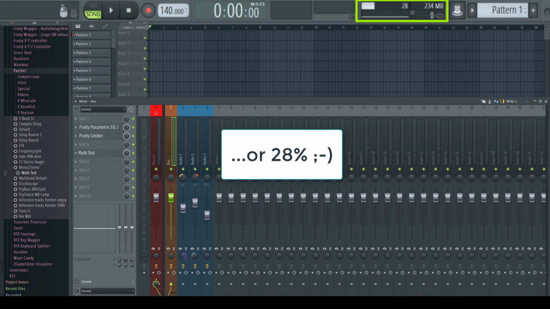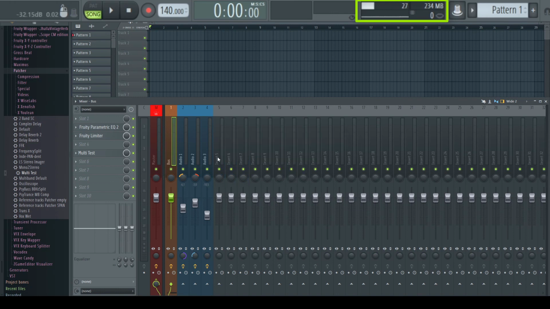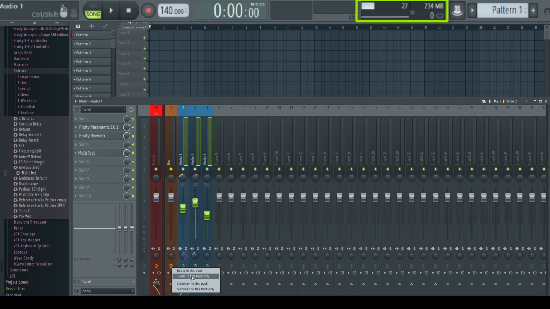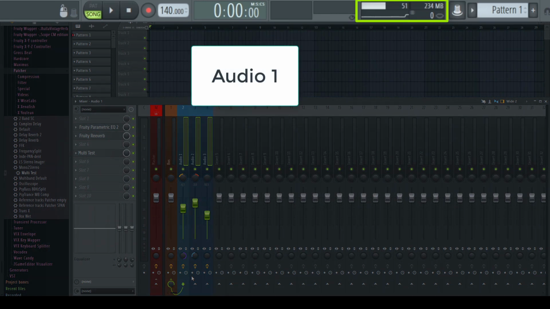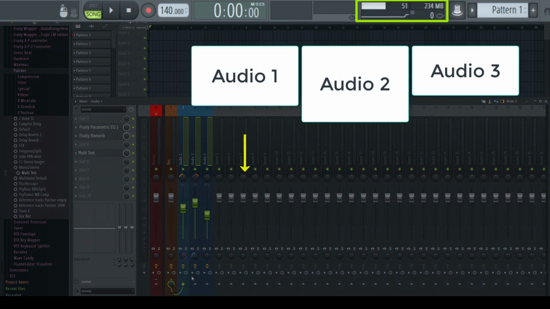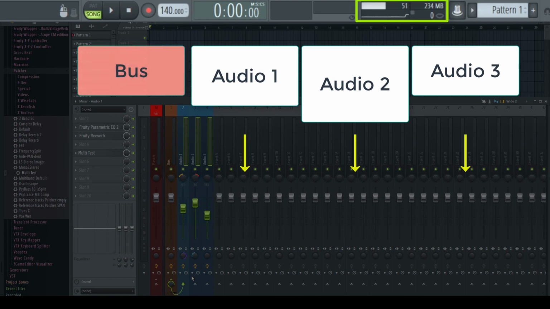26-27% CPU. Now we sum the latter 3 all together on a bus channel, track 1 in this case. I have 4 cores. I have the same amount of tracks. I didn't insert any other patcher, but the CPU has now nearly doubled. All processing which happens on the single tracks themselves stays in parallel and on separate cores like before. But every processing which happens on the bus itself adds on top of that.